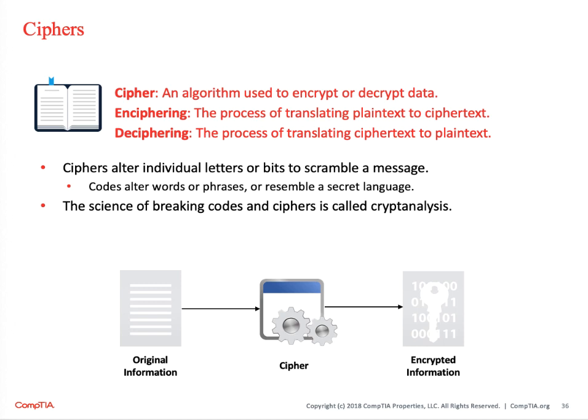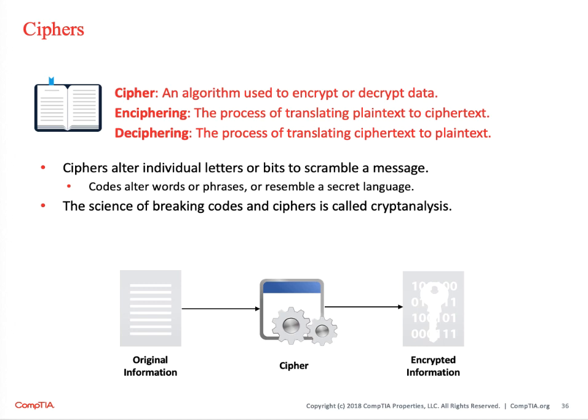So, enciphering is the process of translating our plain text. Remember, that's text that we mean to turn into ciphertext, right? That's stuff that we want to be encrypted. So it turns plain text into ciphertext. And then we have deciphering, which is the process of translating that ciphertext to plain text. Ciphertexts are going to alter individual letters or bits in order to scramble a message up, right? It's kind of like a secret language, right?